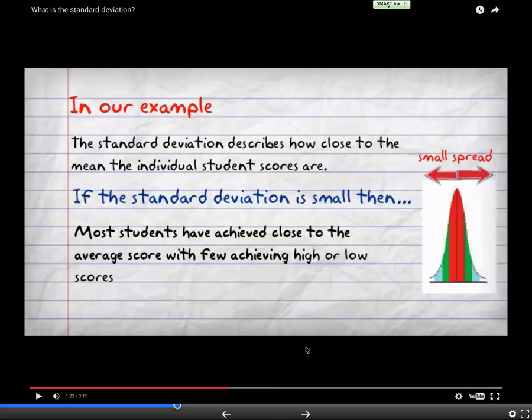So do you guys catch that? If that standard deviation is a small number, that means that most students were close to average, whatever the average is. If that average is 75% or 80%, and most students were around that 80% range, and there were very few students that got low scores or high scores. So it's closer to average. Are we good?